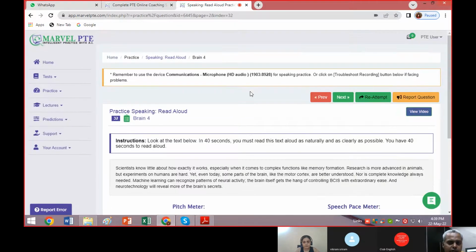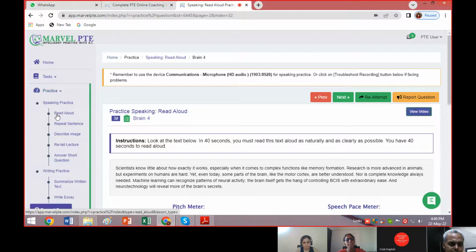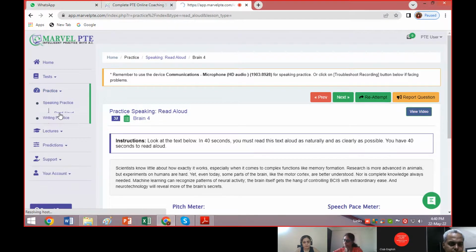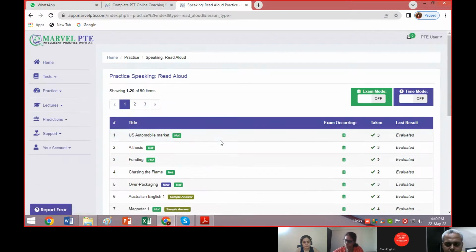Now here is our software. We are a corporate user of this software. So whenever some PT enrollment is there, we give a user ID and password of this software to people. Now they log in to their personal accounts, and they see all those things here: home, test, practice, lecture, prediction, support at your account, right? Now here you can see test, and here you can see practice. So you have to go on practice, then click this read aloud. So I've clicked it. Now read aloud.